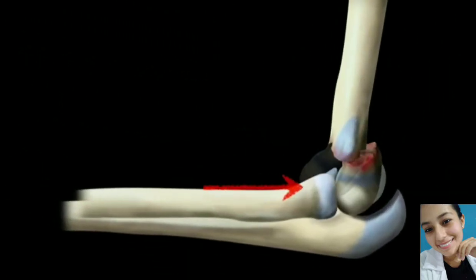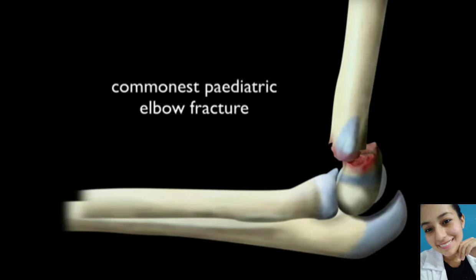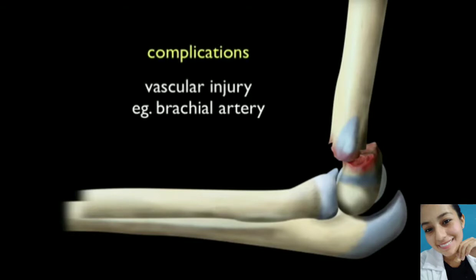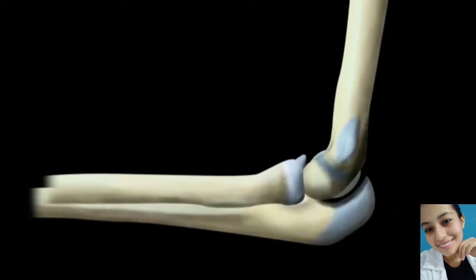If we apply force to the capitellum, the supracondylar portion of the distal humerus is the weakest area and therefore the area most likely to fracture. As such, supracondylar fractures are the commonest of the pediatric elbow fractures. They typically occur following a fall onto a hyperextended elbow. As with any fracture, complications include damage to local vessels such as the brachial artery and damage to local nerves such as the ulnar nerve, which can be damaged in severe displacement.